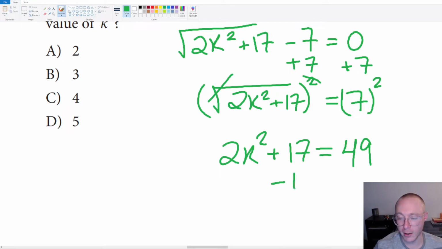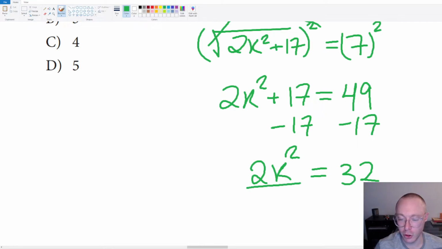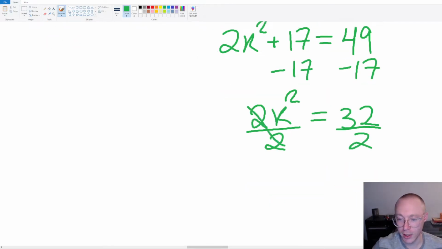Let's subtract 17 from both sides. This will allow us to just have 2k squared equaling 49 minus 17. And this will be 32. And then we can get rid of the 2 in front of k squared. 2 is multiplying with k squared, so we're going to divide that 2 on both sides. This will leave us with k squared equals 16.